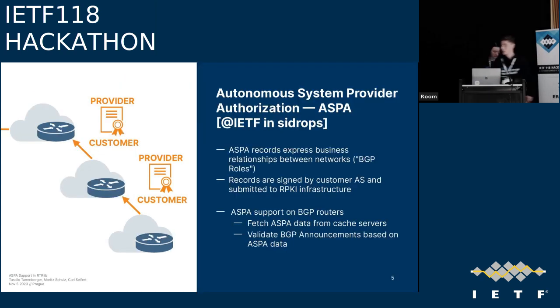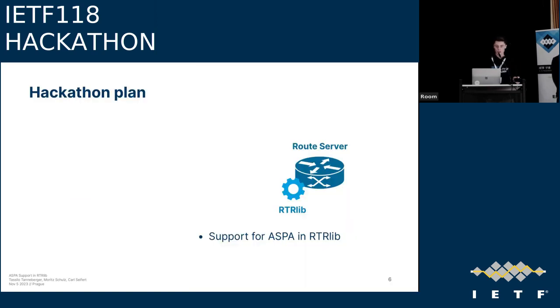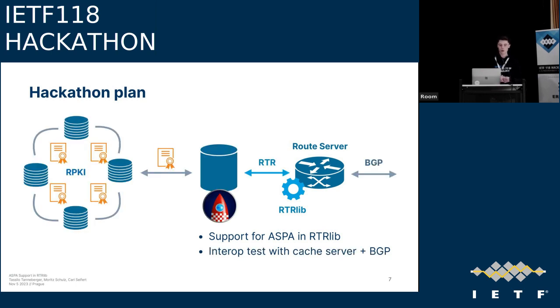Yeah. So here you've got a quick rundown of the ASPA object. The ASPA objects basically express these business relationships in the BGP network and are stored in a PKI called the RPKI. During the hackathon, we planned on implementing the ASPA verification algorithm on top of the basic PDU support in RTRLib we've already added. Now, RTRLib is a library used for RTR communication with cache servers sitting on the edge of this RPKI infrastructure, storing these ASPA records Tassilo just talked about. And RTRLib is used in BGP daemons like BIRD and FRR. Yeah, and we also planned to do some interop tests with real-world cache servers like Routinator and some BGP daemons.